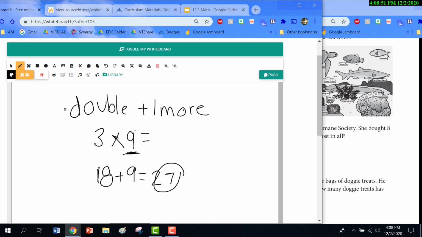If this double plus one more strategy is not working for you, feel free to use any of the other strategies that we have learned so far. This double plus one more strategy, what it's going to allow you to eventually do is to do this in your head so that you don't have to write it out, and maybe you can save yourself a little bit of time on your math stuff.